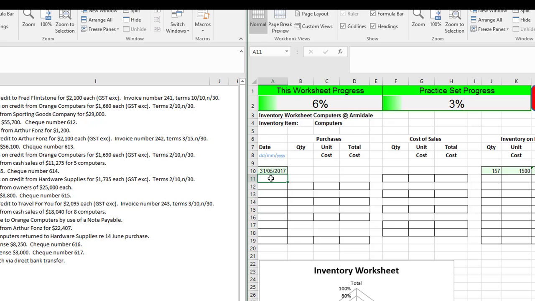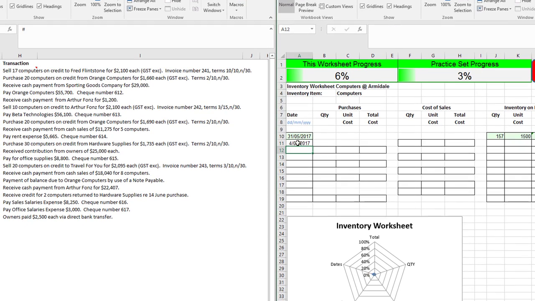The transaction date is the 4th, so we enter 04/06/2017, and it doesn't go green, so I'll have to come back and fix that up. There are no purchases. This is about a sale. What's the quantity that we're selling? We're selling 17 computers. Now the cost here is what they cost us, not what we're selling them for. So what's the unit cost?